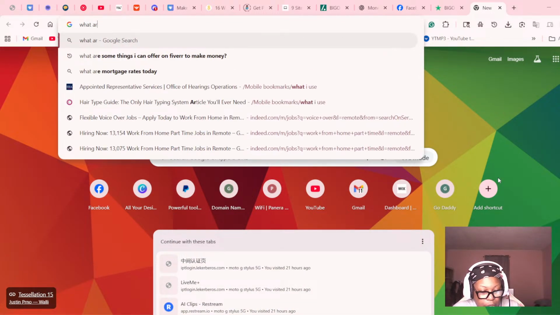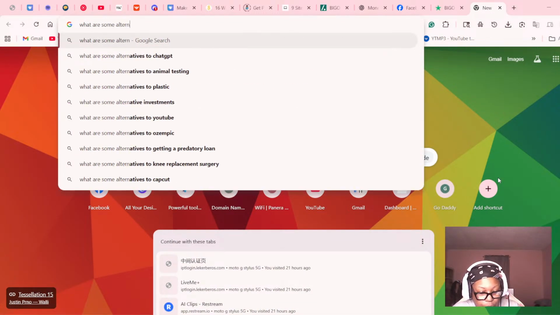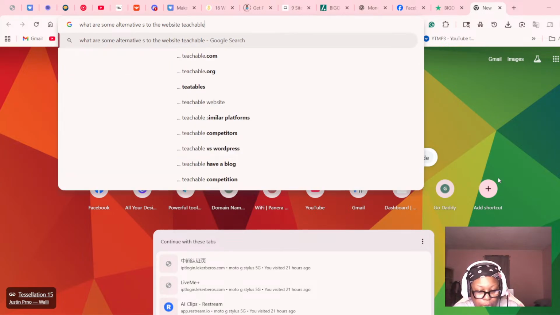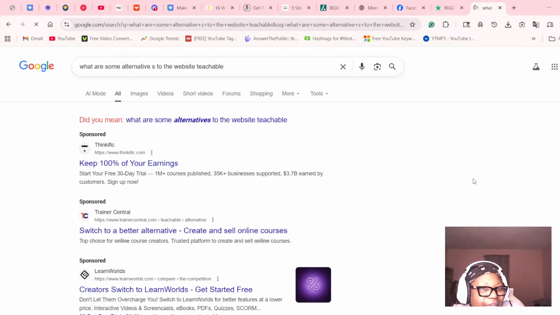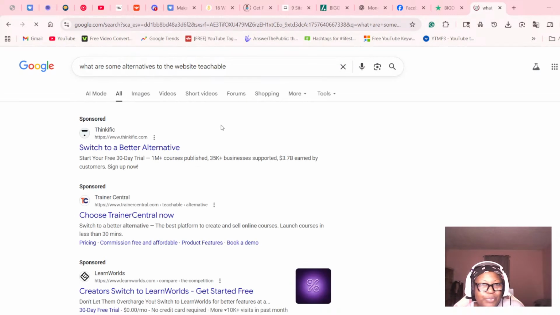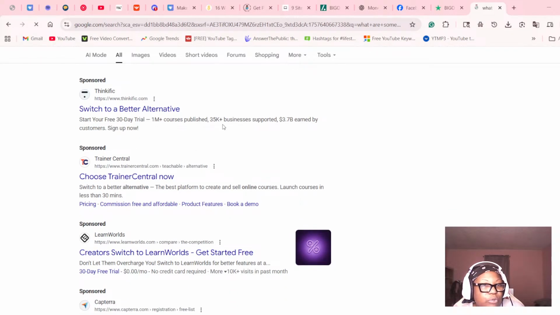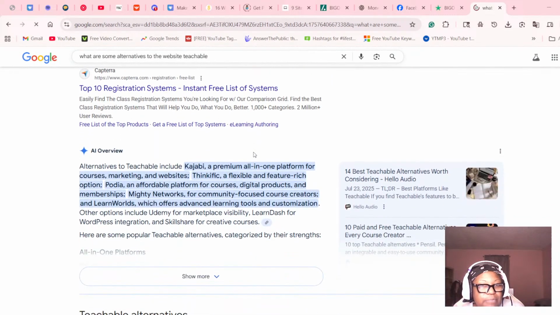What are some alternatives to the website Teachable? Let's ask AI about the alternatives, right? Thinkific is an alternative. They say switch to a better alternative. They're saying that that's better. Kajabi, a premium all-in-one platform for courses, marketing, and websites. Thinkific, flexible and feature-rich option. Podia, an affordable platform for courses, digital products, and memberships.